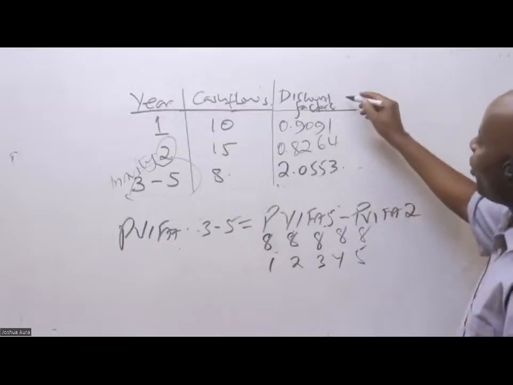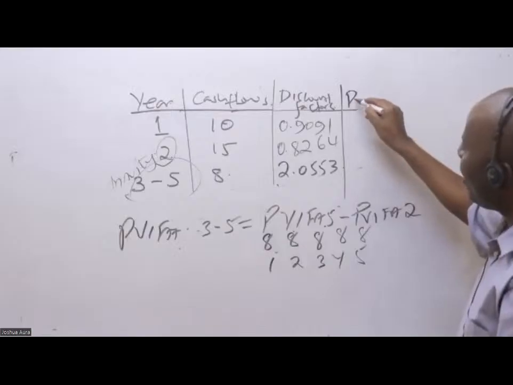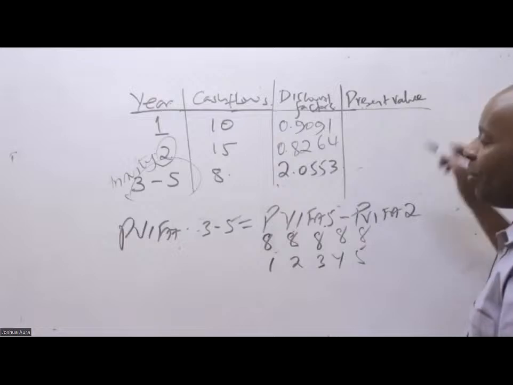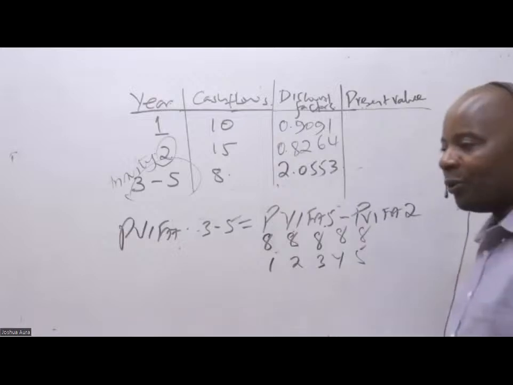Then, ladies and gentlemen, could you kindly create a column here for present value? Create a column here for present value.